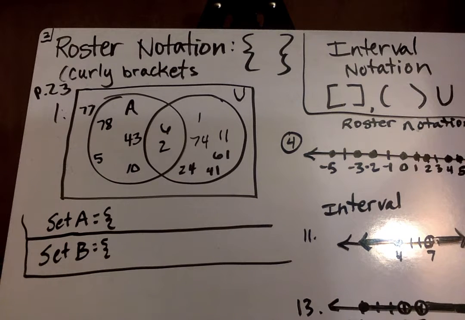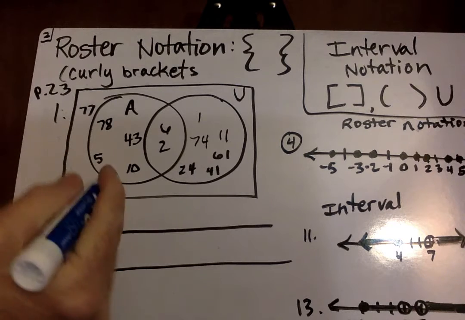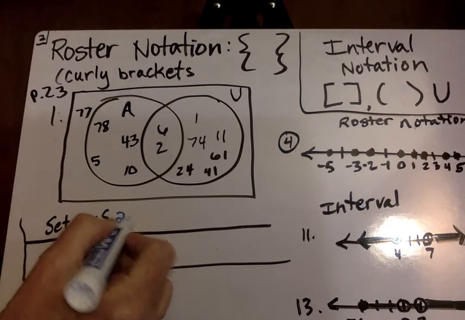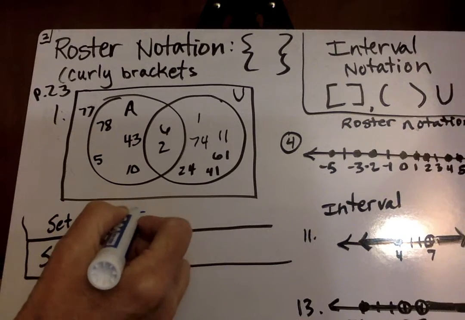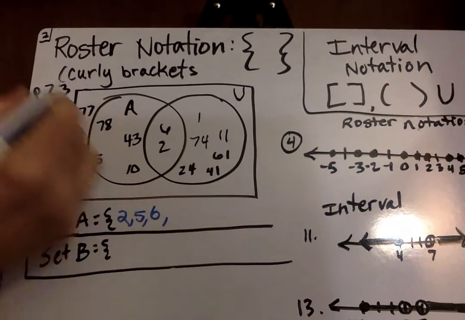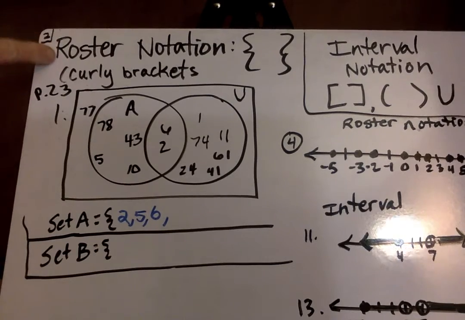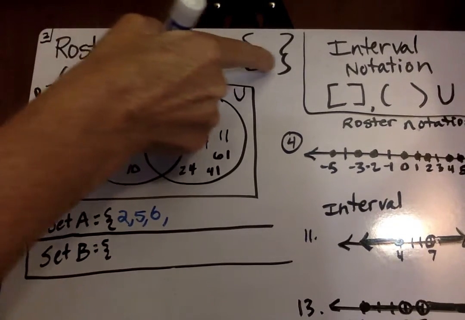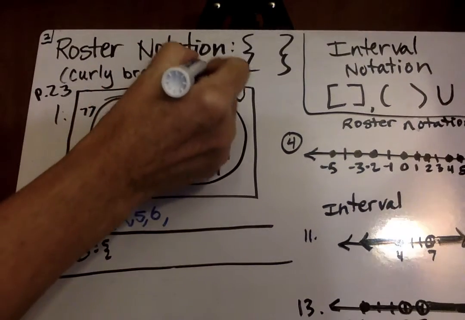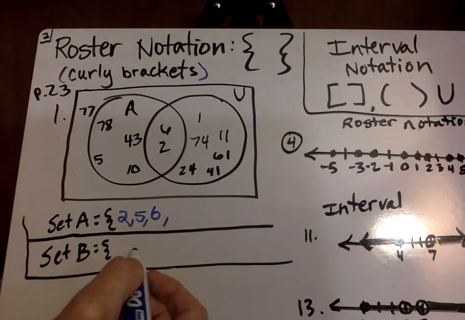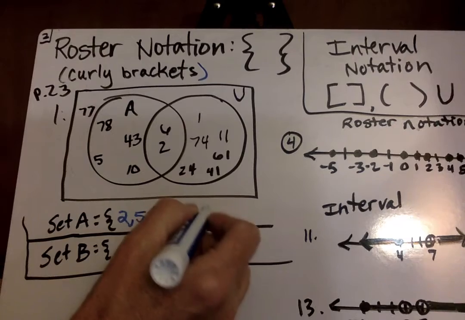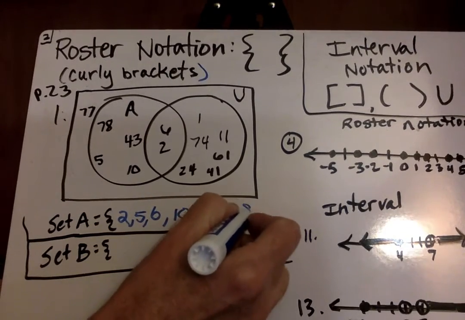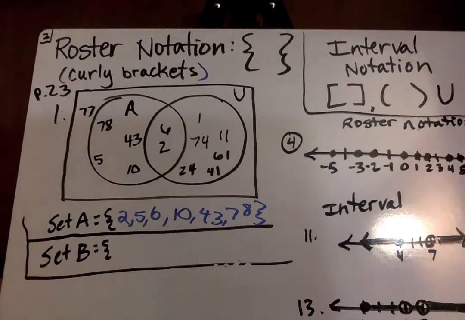Okay, so we're just going to list all of those in set A right there. We're going to start with the smallest number, and that is 2. Okay, and then the next one is 5, 6, and again, we're listing them in roster notation, and roster notation is the curly brackets, which it says right there. So we go 2, 5, 6, 10, 43, and 78. Commas between each one, curly brackets at the end.